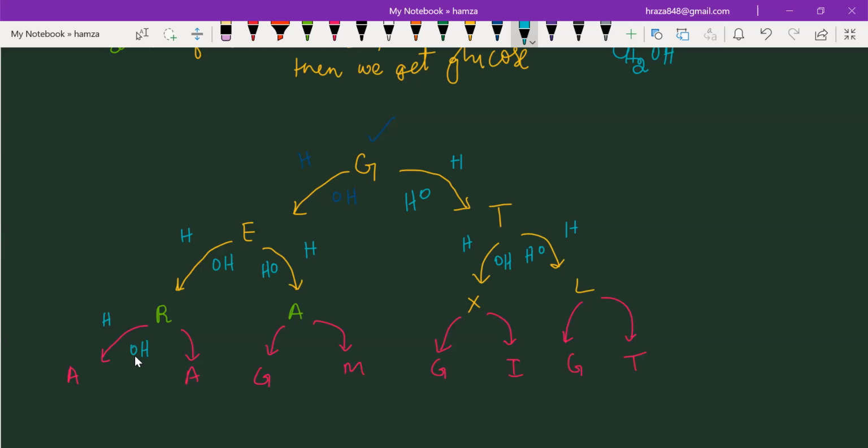Am I audible to all of you? Yes, sir. And again, this is H, this is OH, and again this is H, this is OH. So we just made a tree, HOH, HOH. How are we going to remember? It's very easy. You just need to remember this: GET, GET.